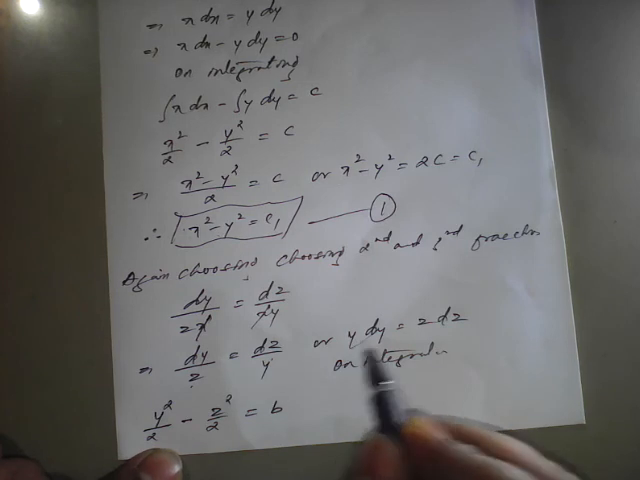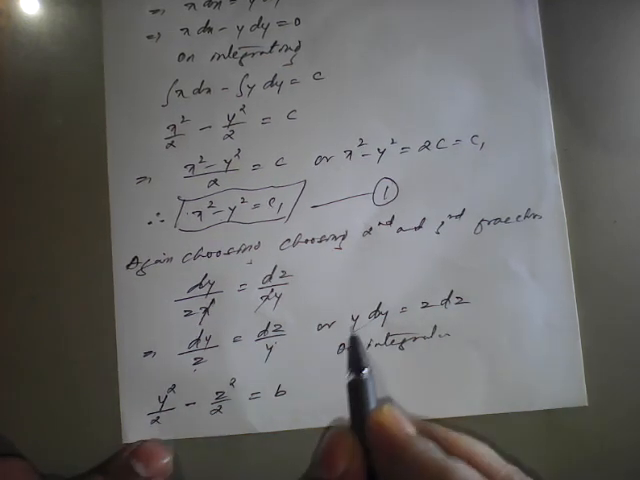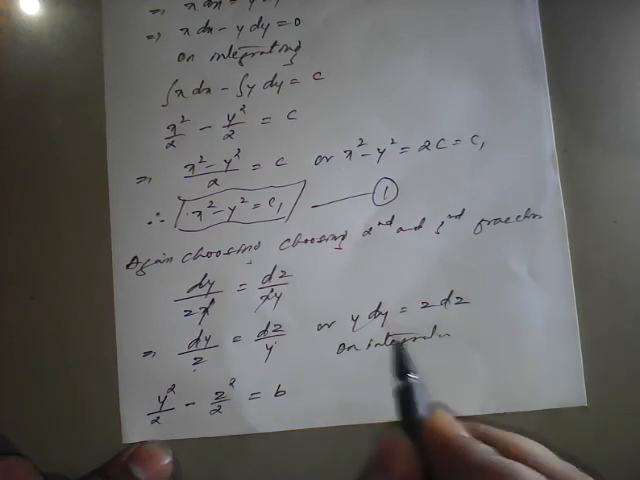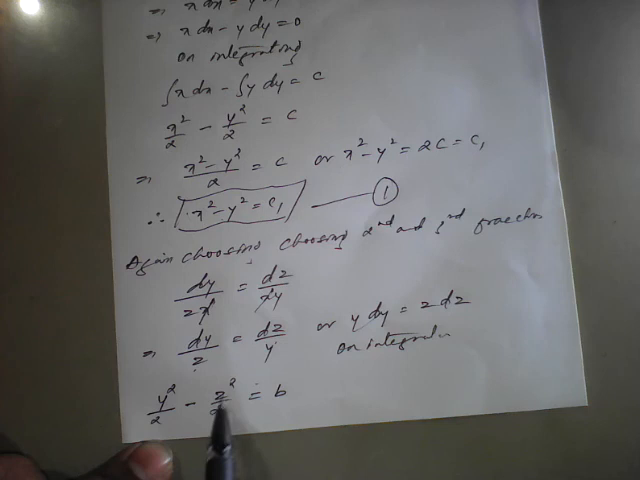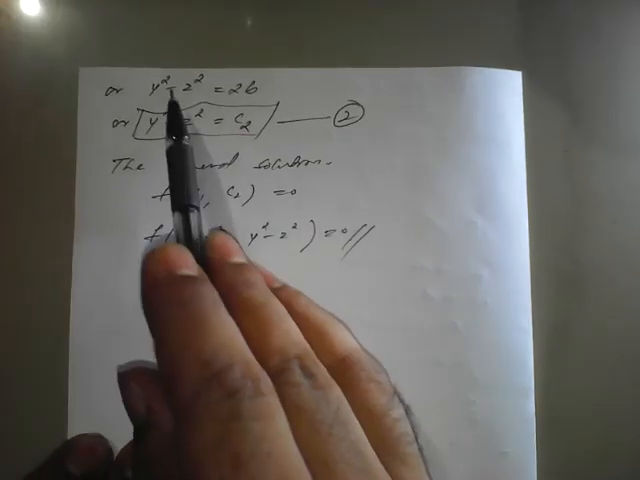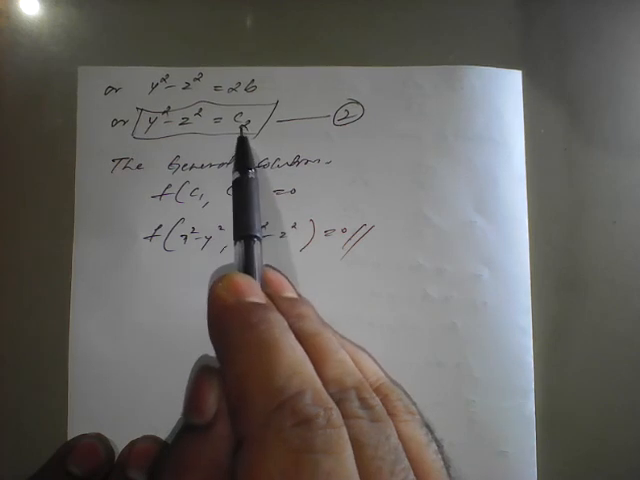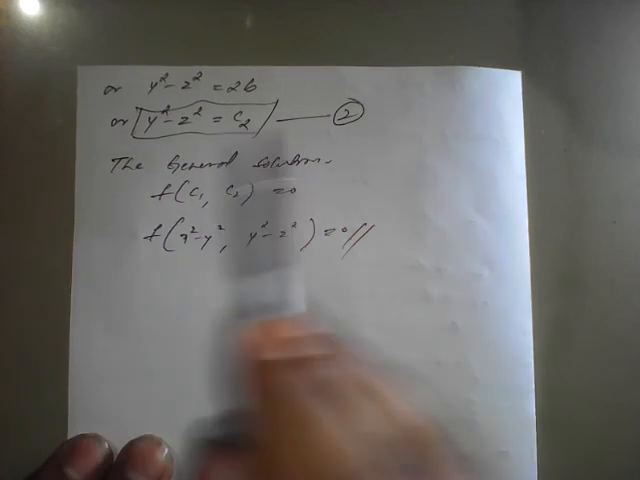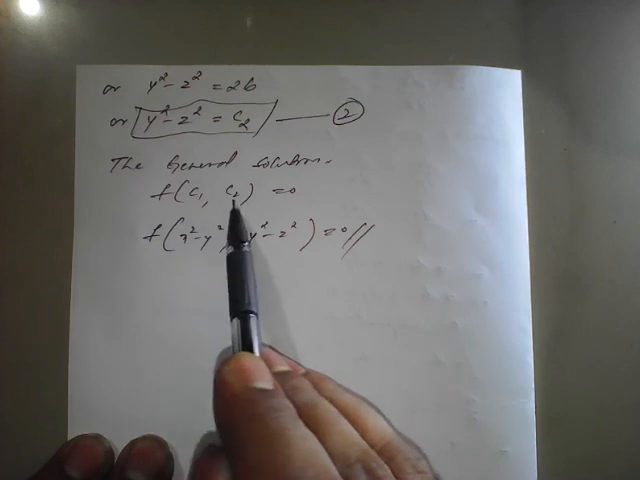Cross multiply. So we get y dy is equal to z dz, which on integration, integration of y is y square by 2, and integration of z is z square by 2, and the integrating constant b I had chosen here. So on simplification we get y square minus z square is equal to 2b, or 2b you can consider as c2. So this is equation 2. So the general solution is given by F of c1, c2 is equal to 0.